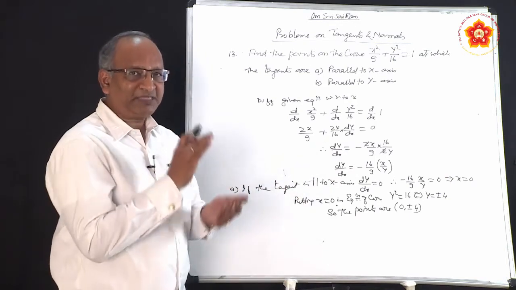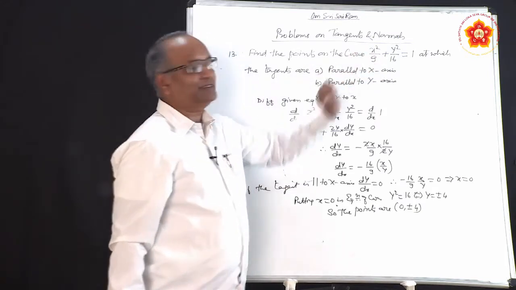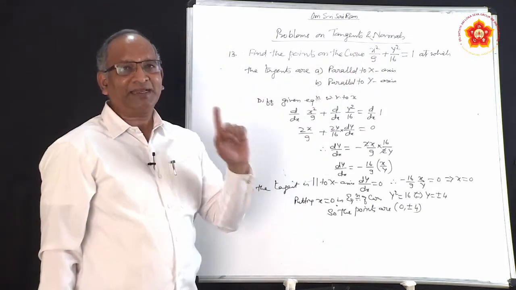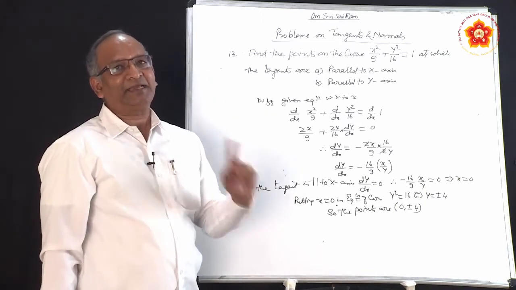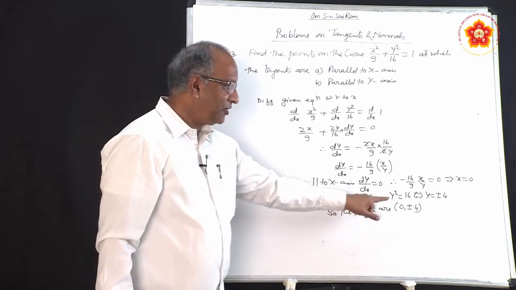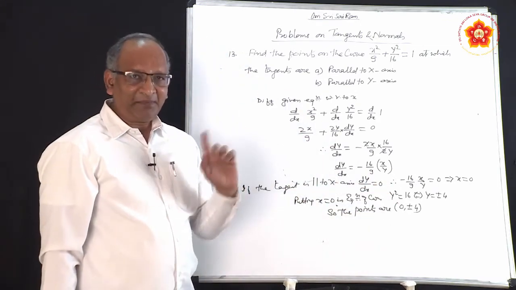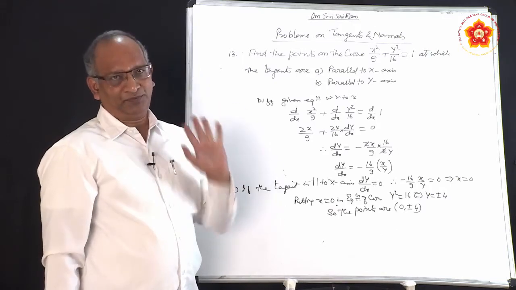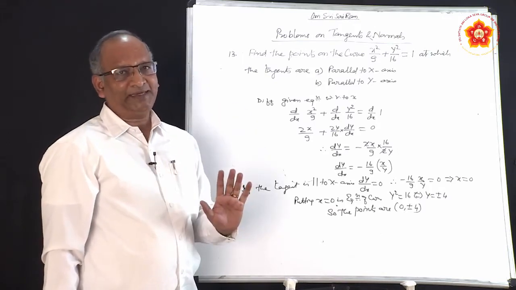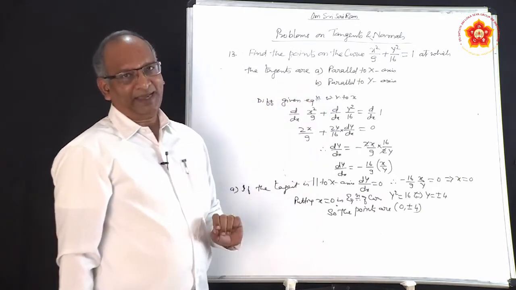And if you substitute y equal to 0 in the equation, you are going to get x square by 9 equal to 1, or x square equal to 9, x equal to plus or minus 3. So, as you got 0 comma plus or minus 4, you are going to get plus or minus 3 comma 0. Those will be the points where the tangents are going to be parallel to the y axis.